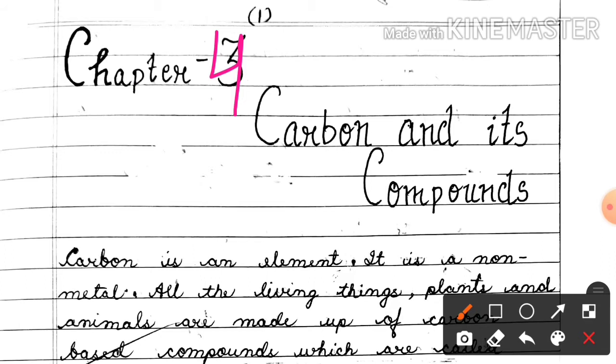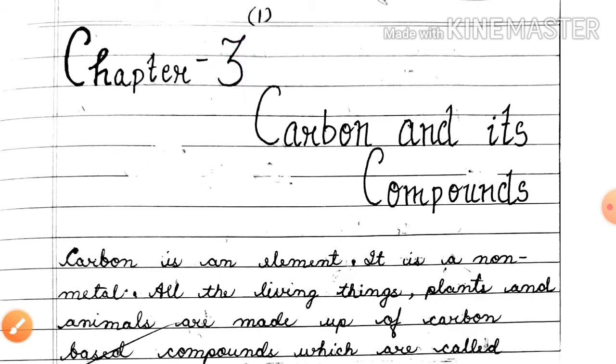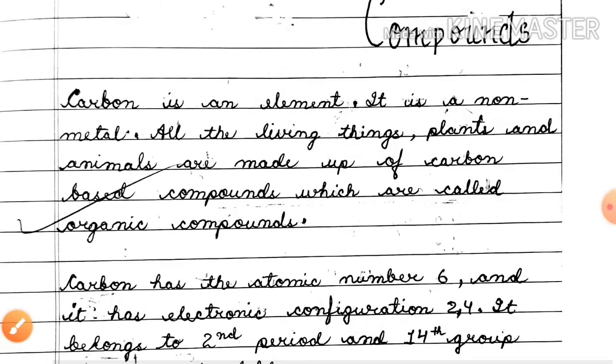In this chapter we are going to study the position and the location of carbon in the periodic table, as well as the different types of compounds which are formed by the carbon, and how the carbon connects and forms the compound, that also we are going to study. So see the explanation. Carbon is an element, it is a non-metal.